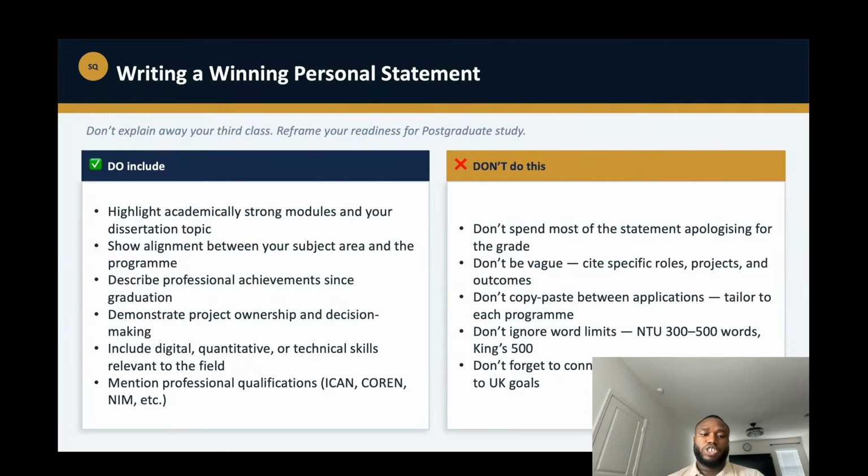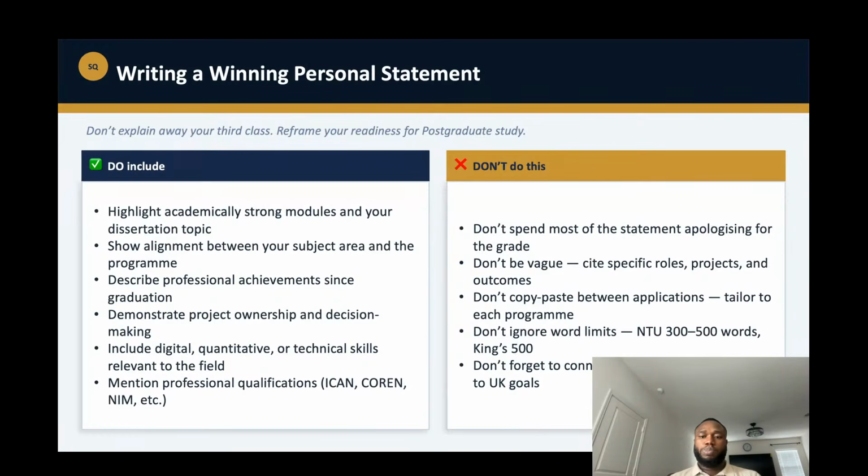You want to talk about your professional achievements ever since you graduated. You want to talk about some of the projects that you've owned and your decision-making skills. You also want to talk about some of the additional skills and trainings that you've been able to acquire. And then if you have any professional qualification, like ICAN for those who are into accounting, COREN for engineers, NIM for people who are into management, you also want to mention all of those professional accomplishments. And like I said, we can help you put together all of these things. By the time we get all of this information from you, we can work with you and help you prepare a winning personal statement.